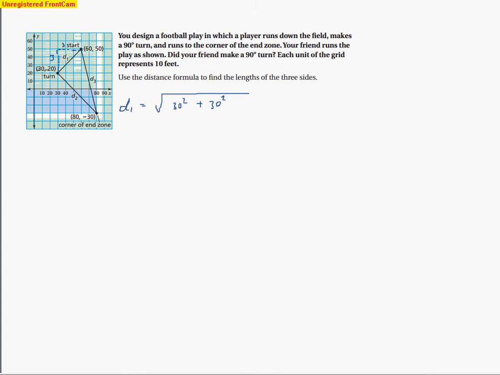Again, I'm using 30 squared because each unit is 10 feet. If you look at it, 30 minus 60 makes 30, and 20 minus 50 makes 30. Even though they're both negative, when you square them, they become positive. So this ends up being the square root of 900 plus 900, which is the square root of 1800. We're going to leave it just as an answer like this without taking the square root.